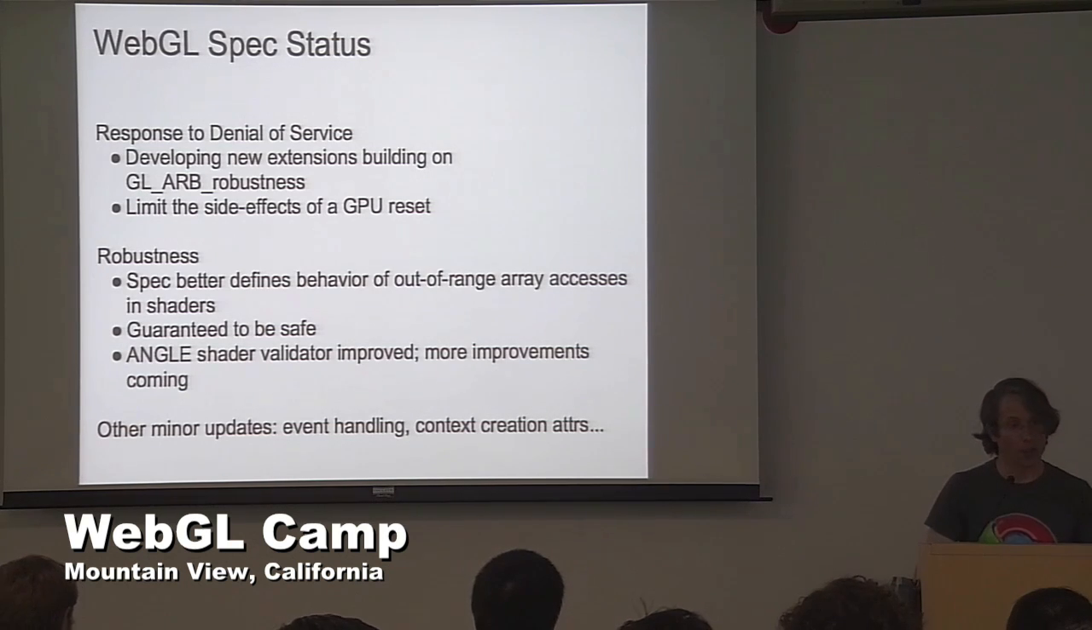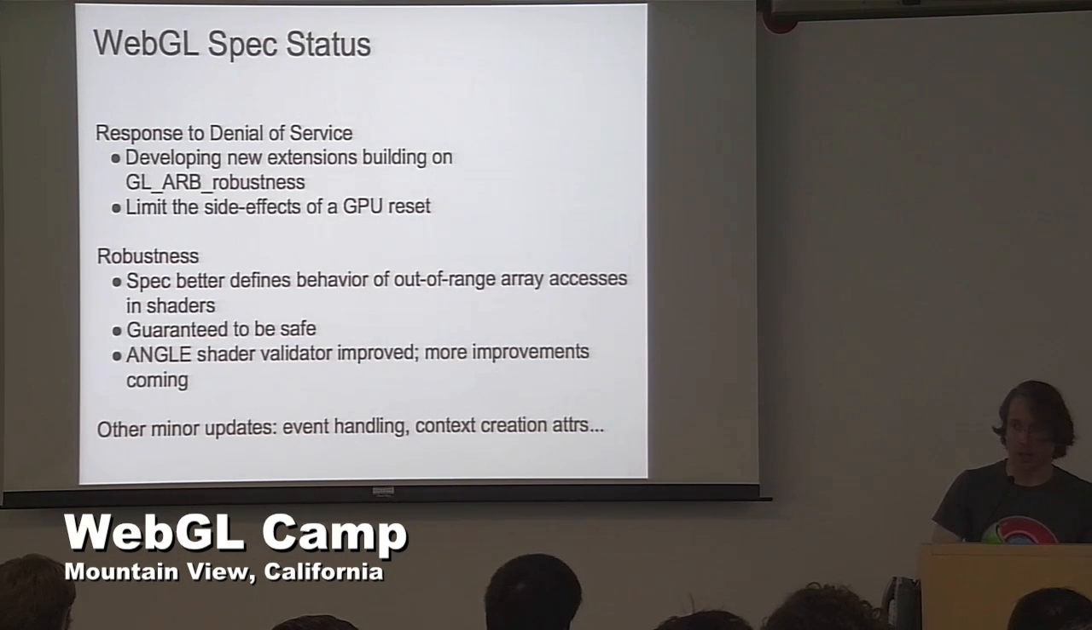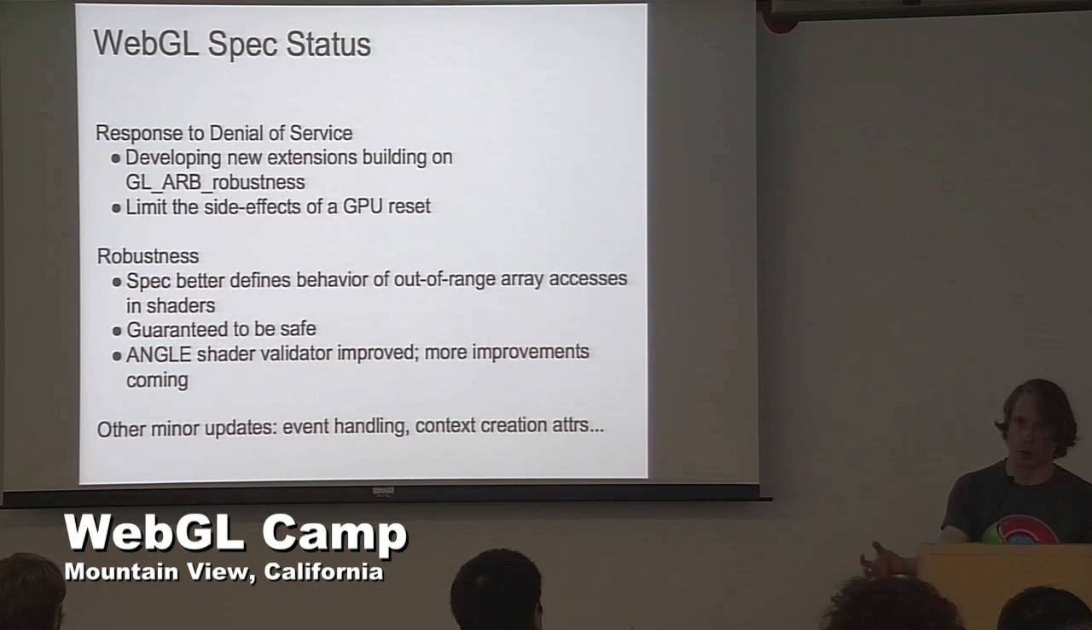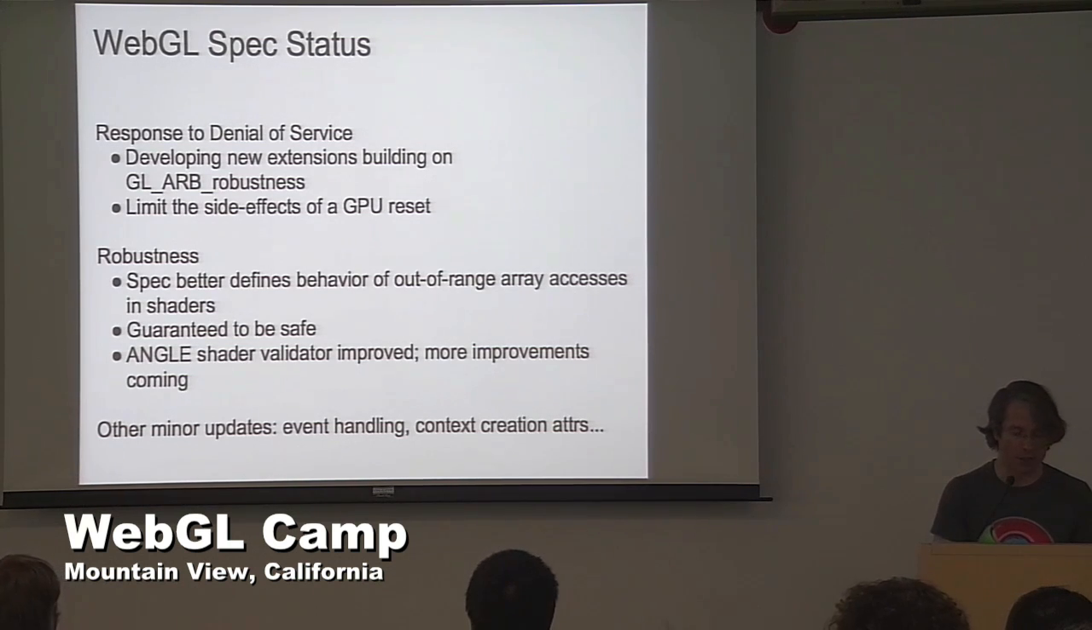Now, in terms of robustness, in terms of actual memory safety, the WebGL spec now much better defines the behavior of what happens if you index an array out of range. And it's not always possible to prove that such accesses are going to be in range, but we can rewrite the shaders on the way in order to guarantee that they cannot access indices out of the valid range. So the ANGLE shader validator has been improved already in this area, and more improvements are coming.